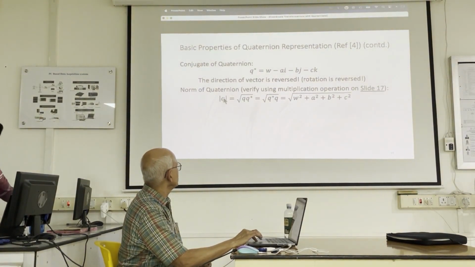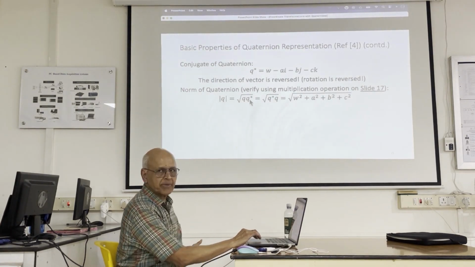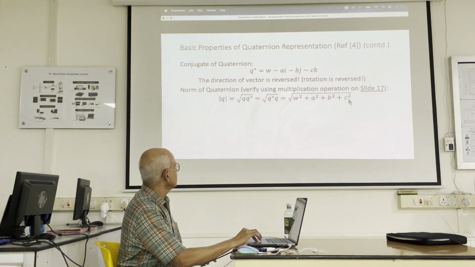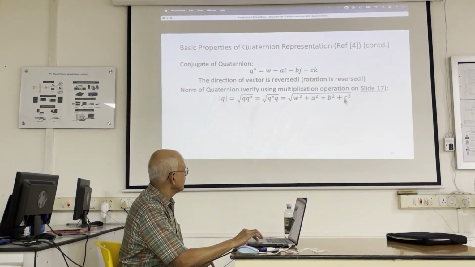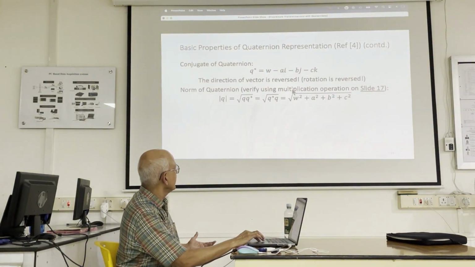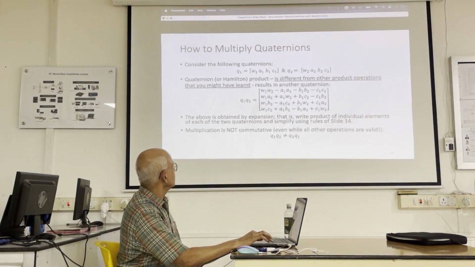Now, if you want to know how to do this, first you need to know what the multiplication operation is. That is defined on slide 17 coming up soon. You can actually prove this, that the norm of q, which is the square root of this or square root of this, is actually this. You don't have to take it for granted. You can actually multiply it out, provided somebody tells you how to multiply it, and that's coming soon. Let's go to that first.